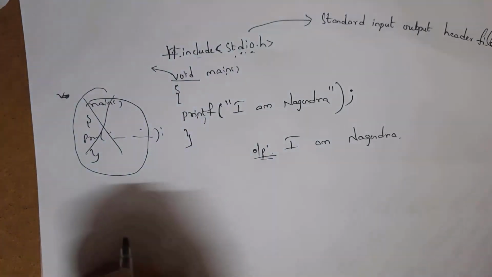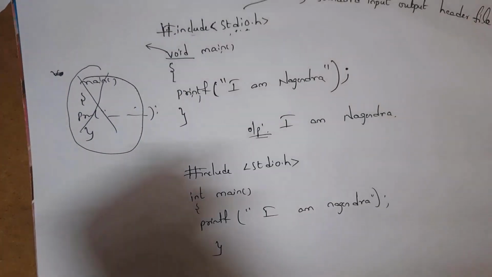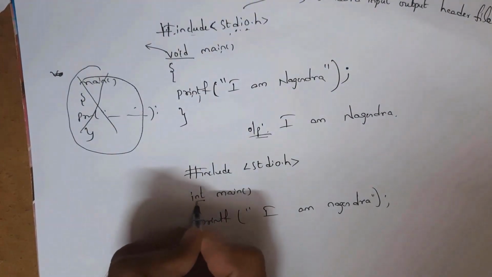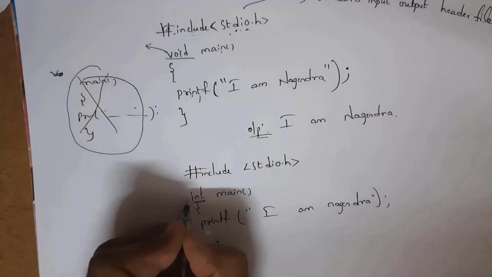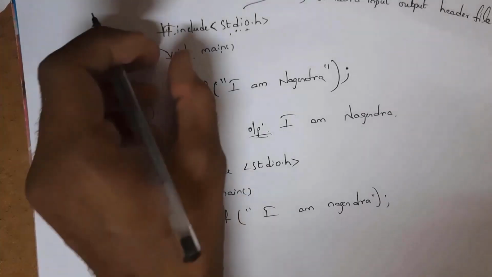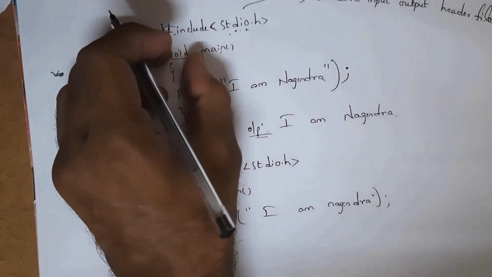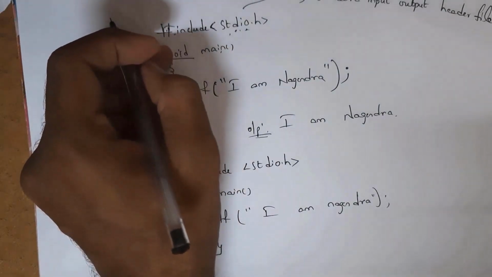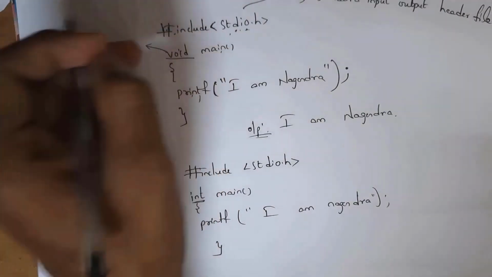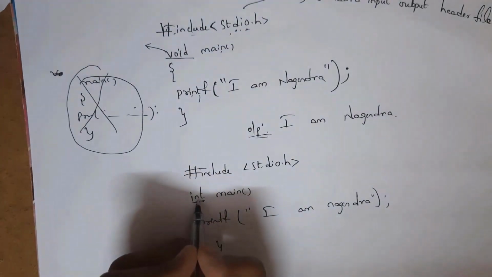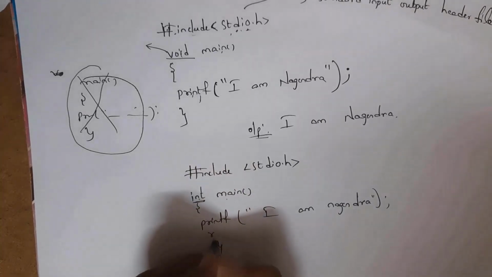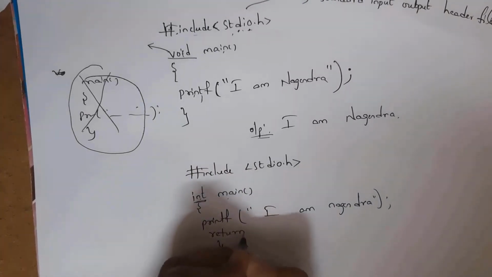So there is no need of returning anything. For example, in the same program, in place of void, if I write int, where int is the integer data type. So void is nothing but no return type. I am not returning anything. The meaning of void is nothing. There is no need of returning anything. But whenever you write int main, definitely you need to return something. So here you need to write return 0.